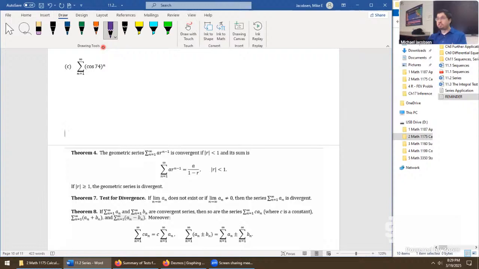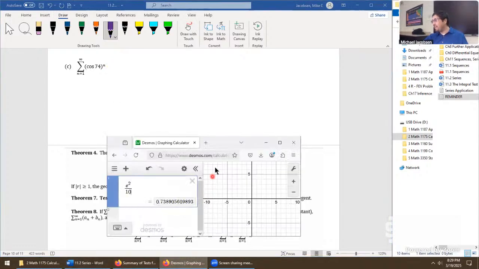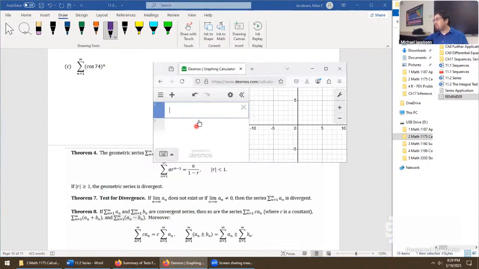It all depends on cosine 74. Let's take a look at it. If it was the right cosine, maybe it's cosine 0, test for divergence will work on this, because cosine 0 to any power n whatsoever is only going to give you 1 each and every single time. And so that would mean you're adding ones infinitely many times altogether, automatic divergence by test for divergence.